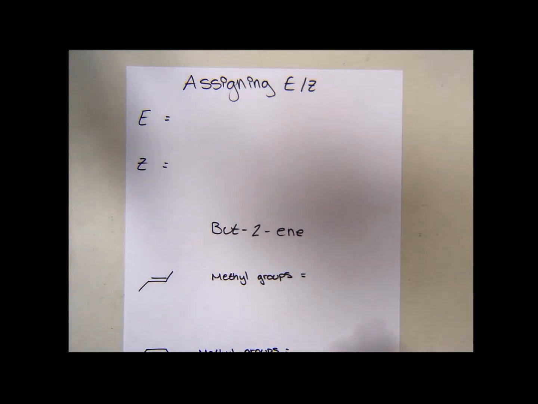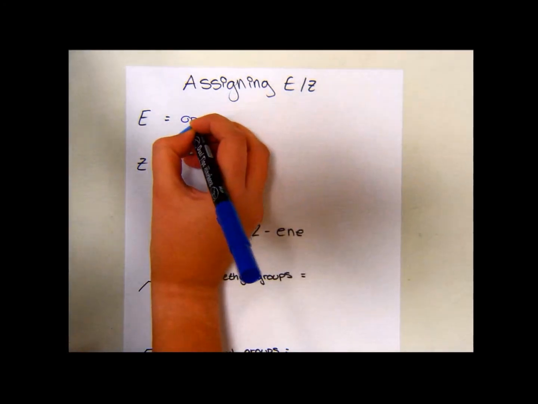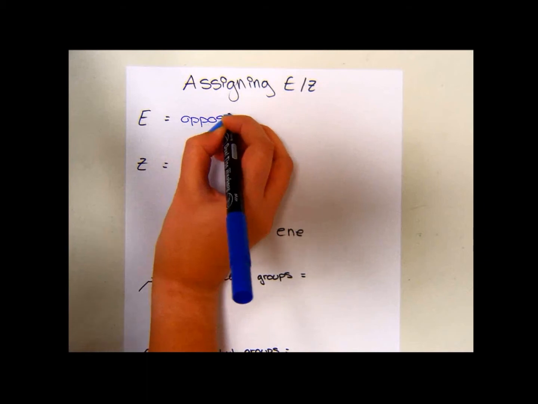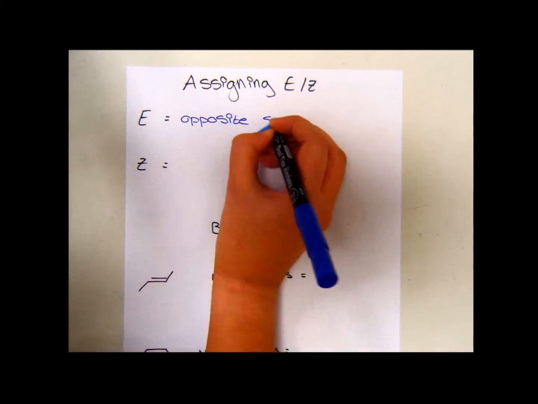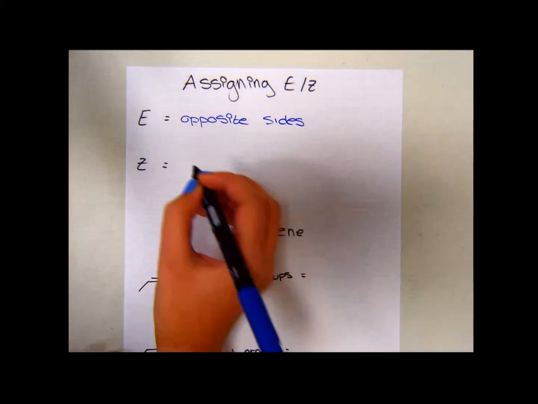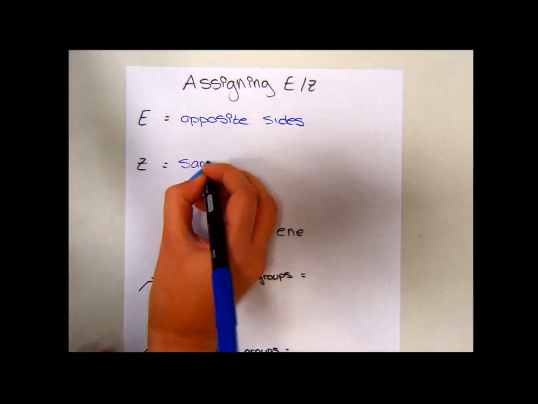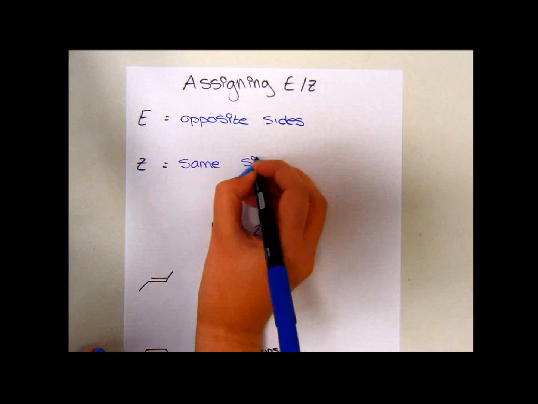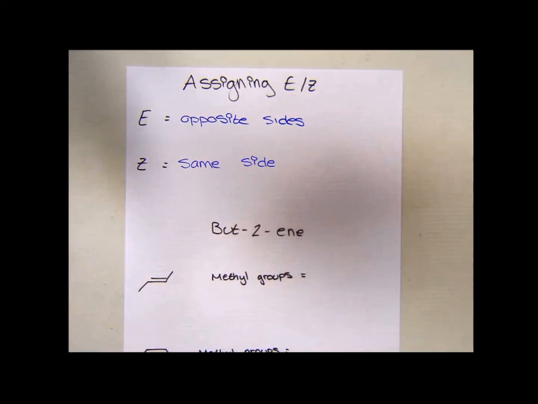E describes groups that are on opposite sides, and Z describes groups that are on the same side. This will become clearer when we look at examples. The first example is the simplest alkene, which is but-2-ene.